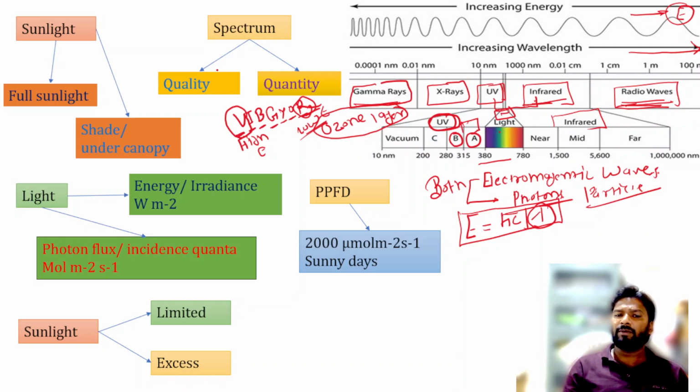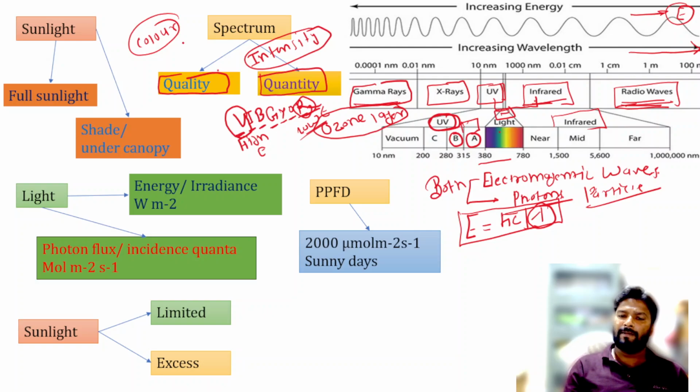So this spectrum has two components. One is known as quality and the second one is quantity. So quantity we can correlate with the intensity, and quality with the colors or the different types of light, like green color we already discussed before. Okay, so these are the qualitative traits. Okay, then next, that sunlight, we can get full sunlight at the upper canopy level.